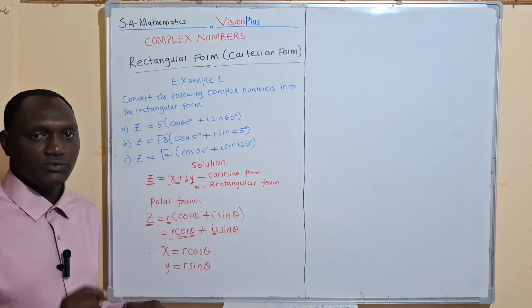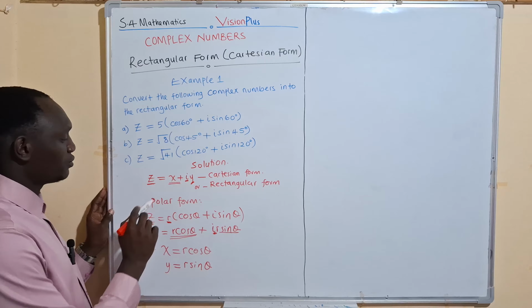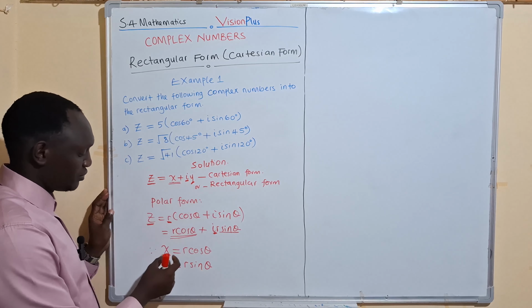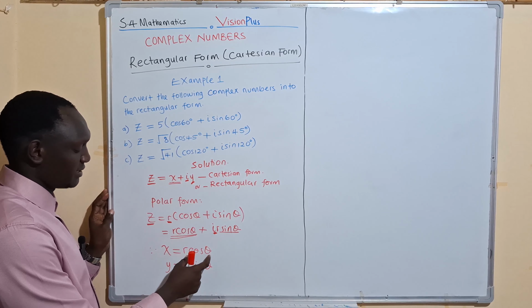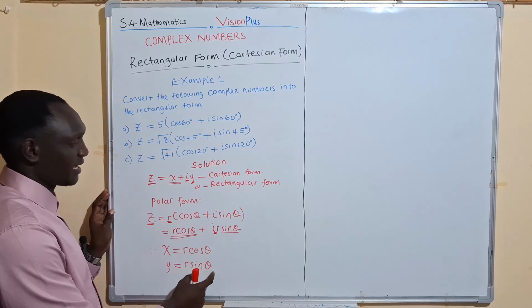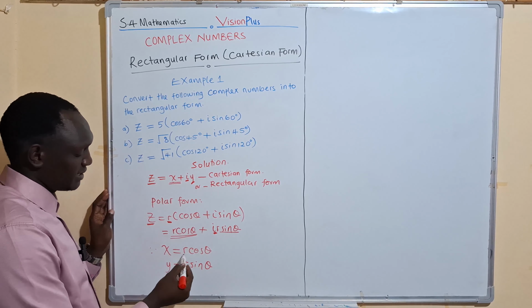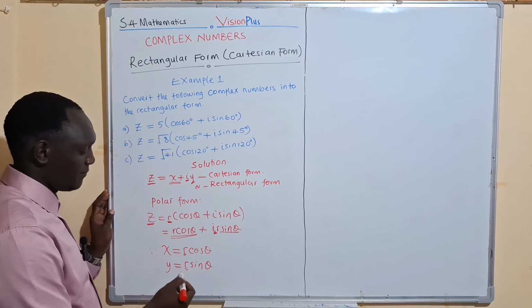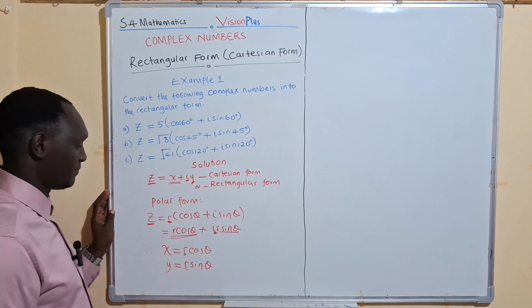Now, for us to write in the Cartesian form, we need to substitute x as r cosine of theta, then y as r sine of theta. So to get x, it is a product of r and cosine theta, and to get y, it is a product of r and sine of theta.